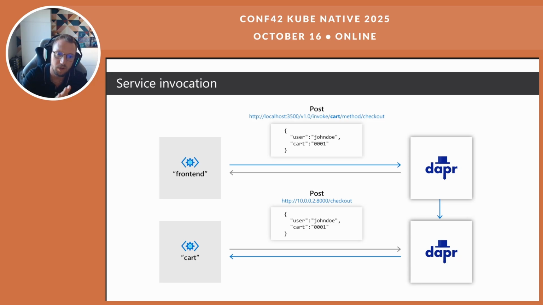And when I want to invoke one service from the first microservice, so for example, the front end, I call Dapr through a standard API, and then Dapr will automatically forward the request to the right microservice behind. That's how the service invocation works.